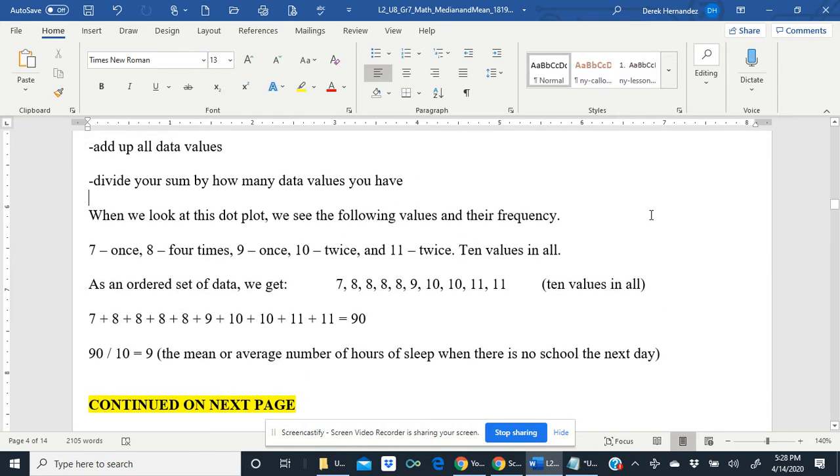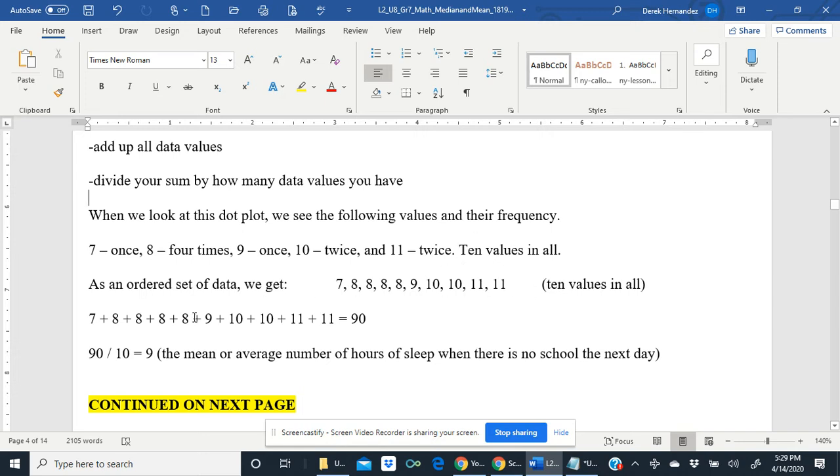When we look at this dot plot, we see the following values and their frequency. 7 once, 8 4 times, 9 once, 10 twice, and 11 twice. That's 10 values in all. 2, 4, 5, 9, 10. As an ordered set of data, putting them in order, we get 7, 8, 8, 8, 8, 9, 10, 10, 11, 11. Let me check. 10 values in all. 2, 4, 6, 8, 10. Making sure I still got my 10 that I'm working with.